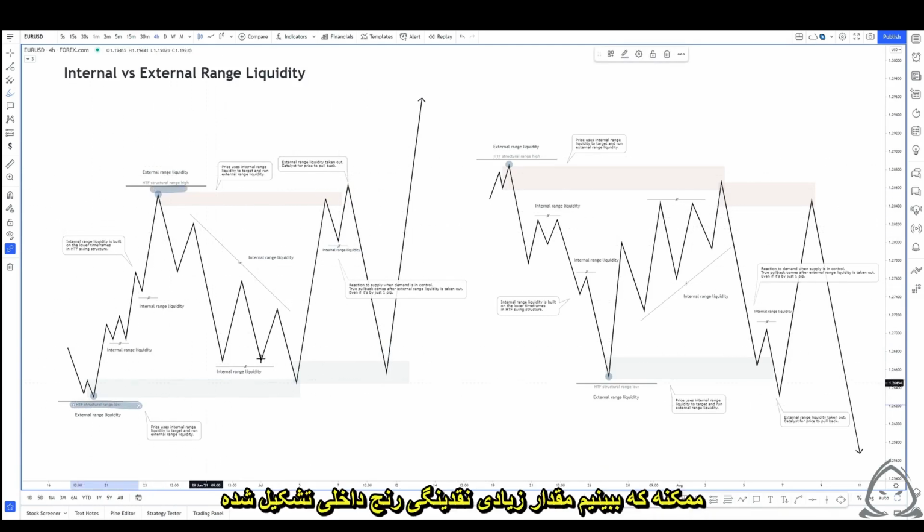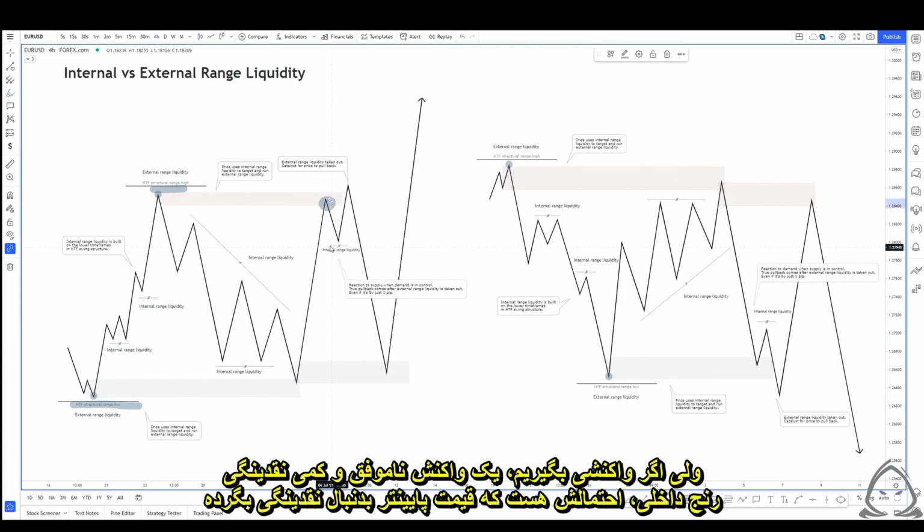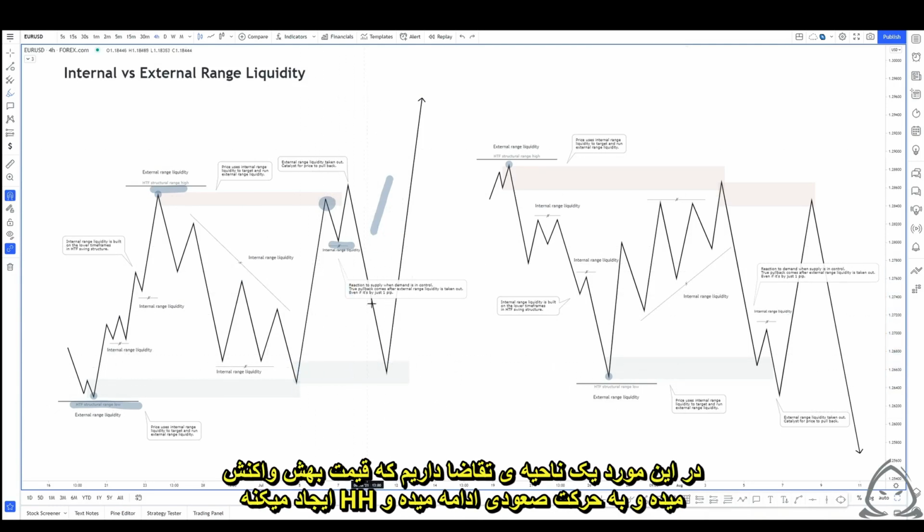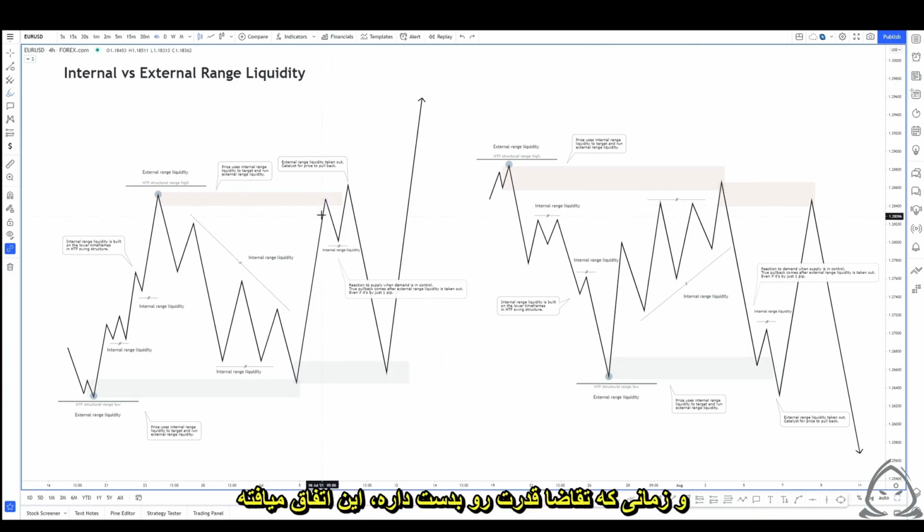We might see a lot of internal range liquidity being created, but if we get a reaction point, a failed reaction, and some internal range liquidity, chances are price is going to seek liquidity lower. And what we end up seeing here as well is that we have a liquidity void that price is filling as well. And in this case, we have a demand zone that price reacts off of, and then price continues moving to the upside, creating a higher high. And this is going to be true when demand is in control. What you are going to see is supply failing.